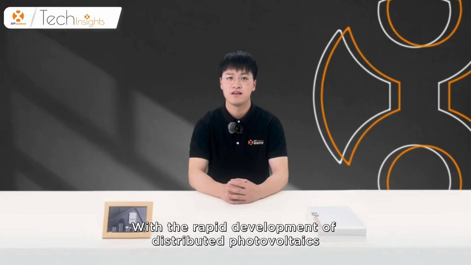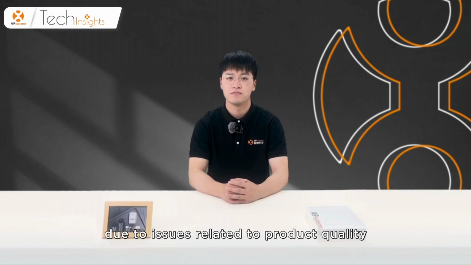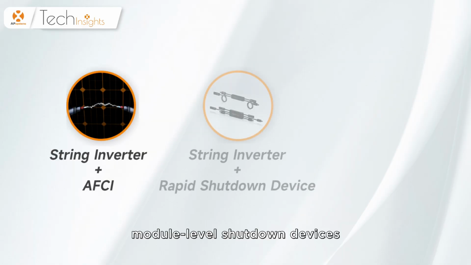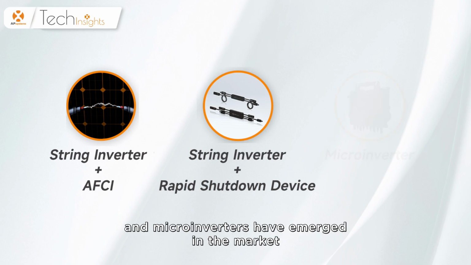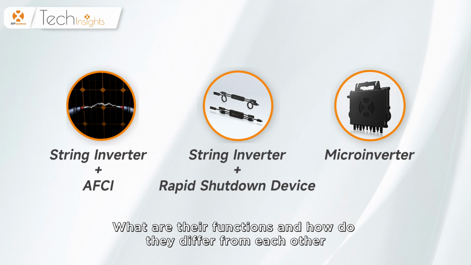With the rapid development of distributed photovoltaics, photovoltaic fire accidents have occurred frequently due to issues related to product quality, installation, and O&M and regulatory standards. In response, solutions such as AFCI, module-level shutdown devices, and microinverters have emerged in the market. What are their functions and how do they differ from each other?